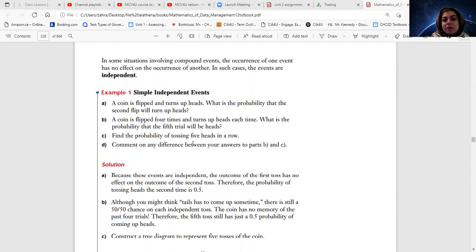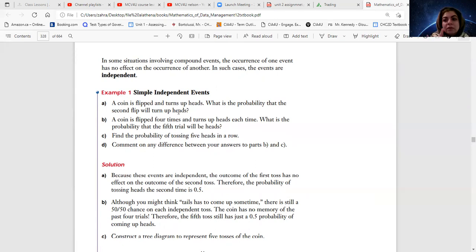The events that do not affect the result of the other events are independent events. So example one, simple independent events. A coin is flipped and turned up head. What's the probability that the second flip will turn up head? Since these two are independent, the first one being head will not affect the second one, right? The probability that the second will be head is 50%, of course, because there are two sides, it is 1/2.